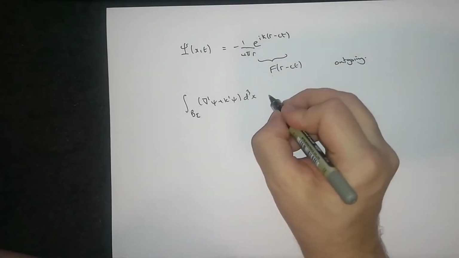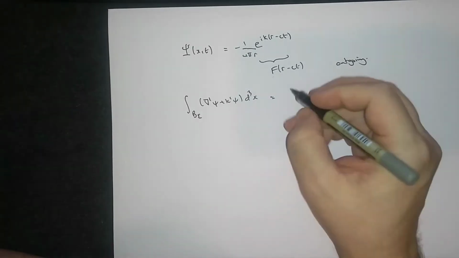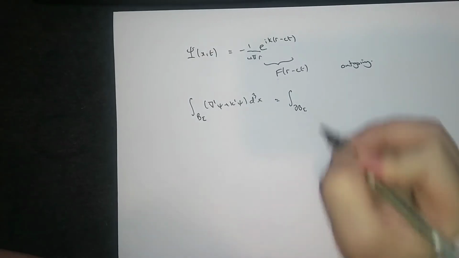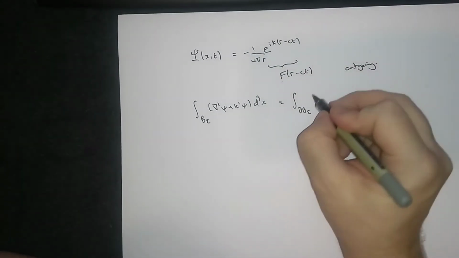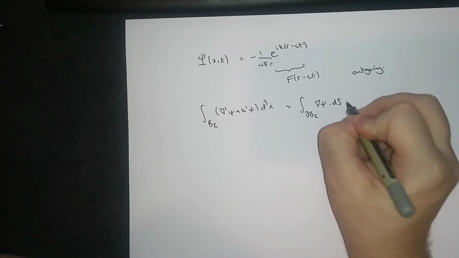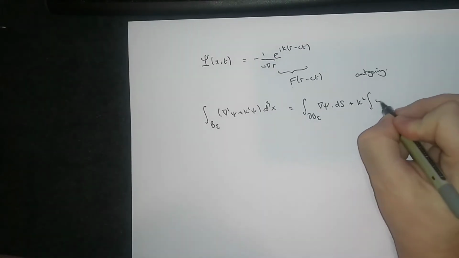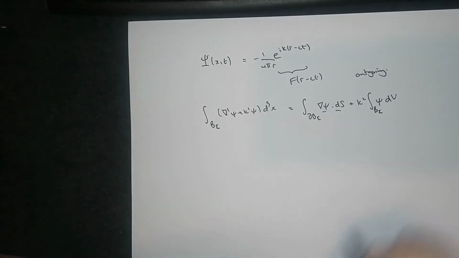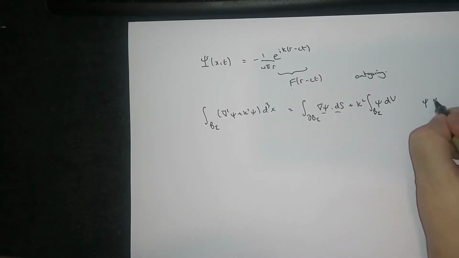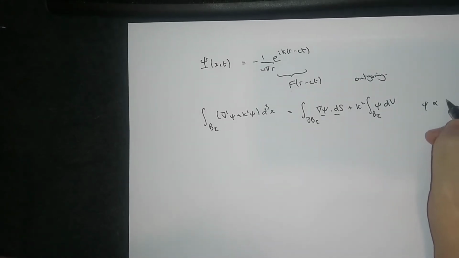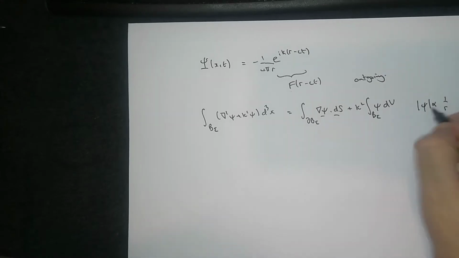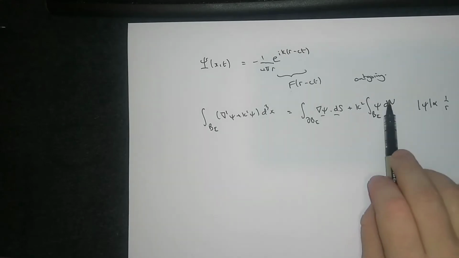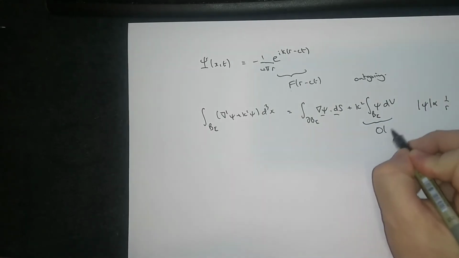But we can see that's going to be the integral over the boundary of the ball of radius epsilon of grad psi dot dS plus k squared times the integral of psi dV, by the divergence theorem. Well, psi was proportional to 1 over r in magnitude. That volume is proportional to epsilon cubed. So that whole thing is big O of epsilon squared.